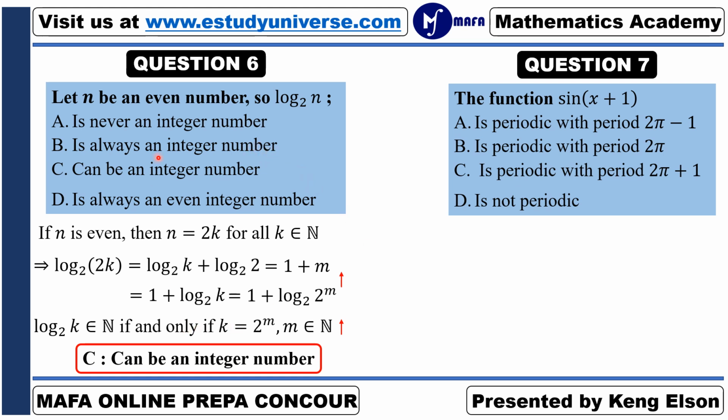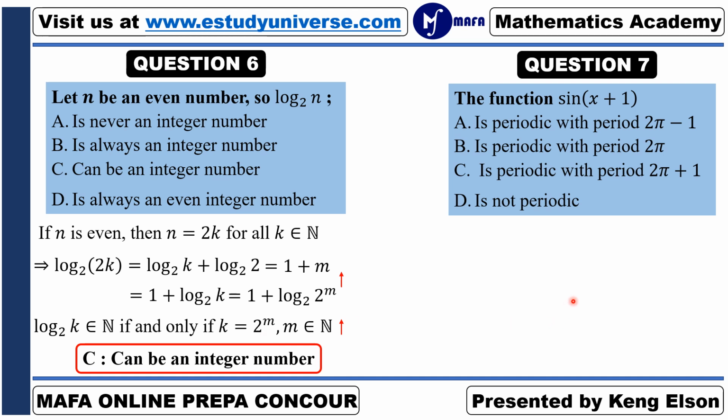So you see that for this to be an integer, logarithm to the base 2 of k must be an integer, since you're adding it to 1. Now for logarithm to the base 2 of k to be an integer, our k here must be a power of 2, such that when you replace it, the m falls down and you get 1 plus m. So we are taking option C because of the words can be, because it is not in all cases that it is going to be an integer, but in a case where k is a power of 2, then it's going to be an integer.